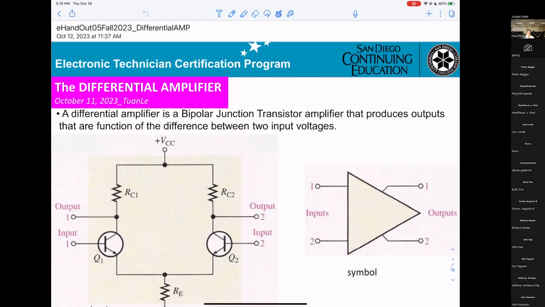And today we're talking about differential amplifier.